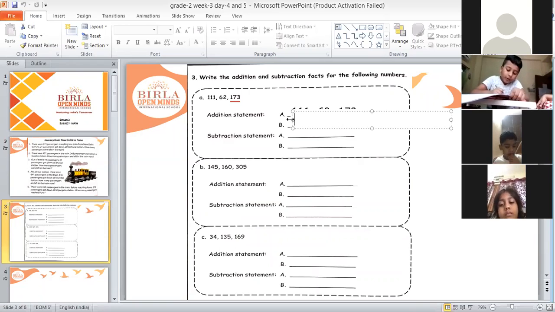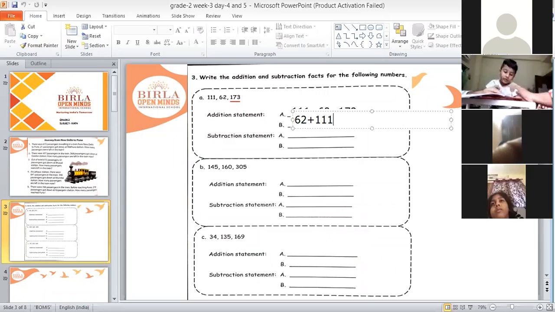See here, I told you that this biggest number we always write after equal to sign. So first we wrote 111 plus 62. So here we will interchange position of 62 plus 111. Very good. So we will interchange their position. So here first we will write 62, then plus 111 equal to 173. Very good. So it's correct. Very good, Lohit.